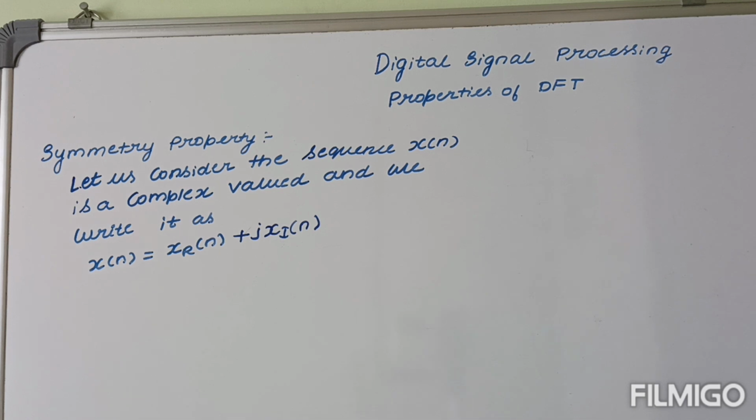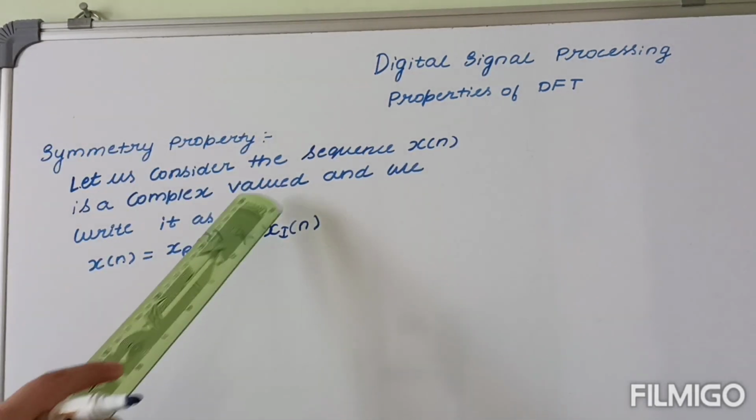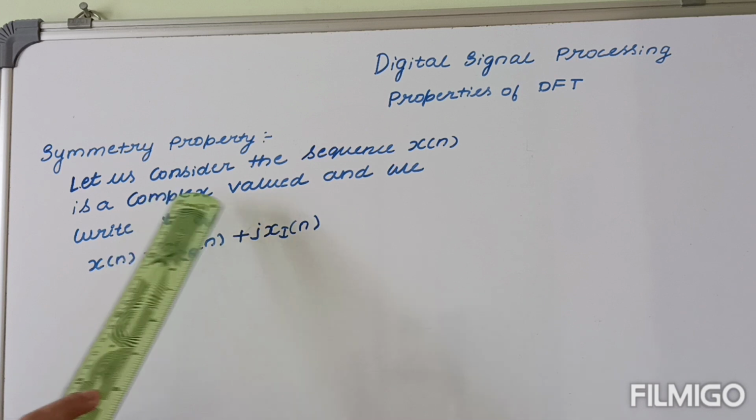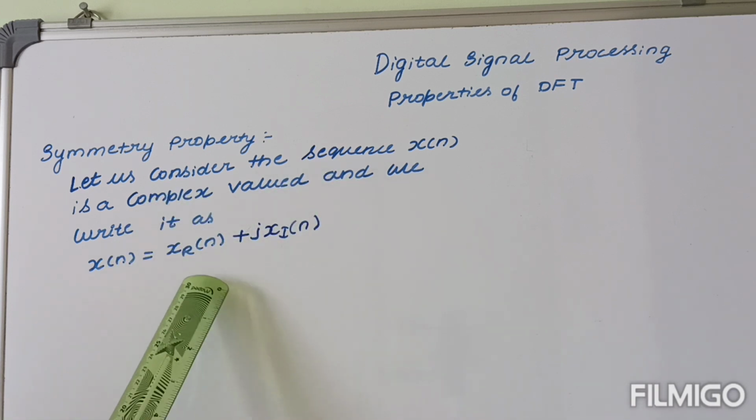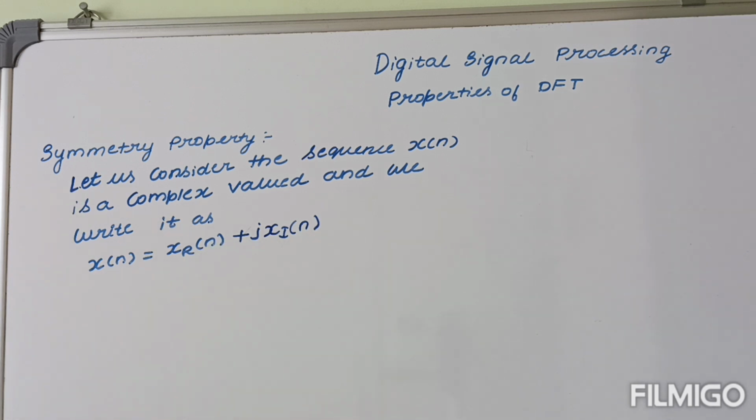Now let me come back to this. You can see here, if you consider this x of n as complex valued, we write it as x of n is equal to xr of n plus j xi of n. I guess you will have some doubt about what r and i are. Here r and i are real and imaginary. We are considering that this is complex valued. So what is complex valued? Complex valued has one real part and one imaginary part.